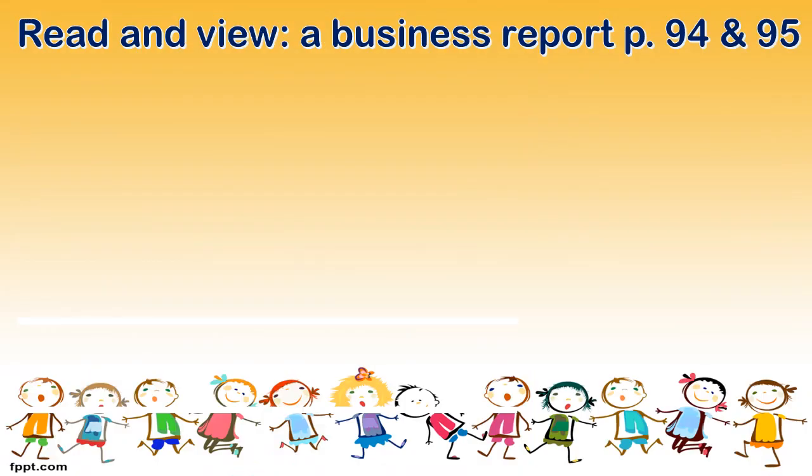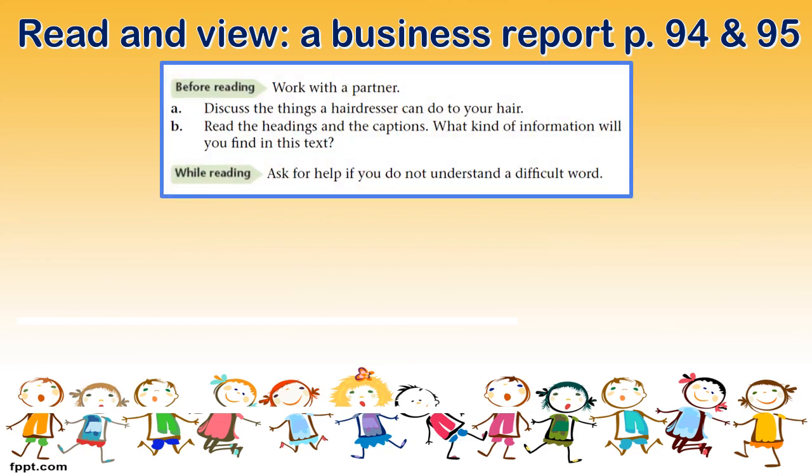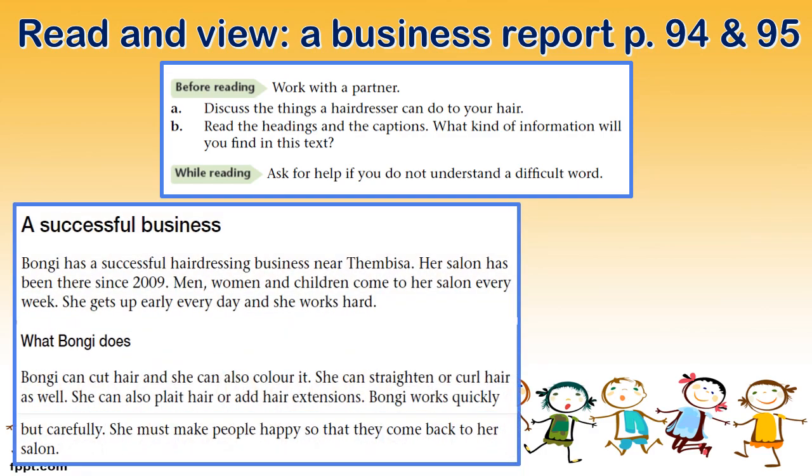So we're going to read and view a business report that is in your English textbook on pages 94 and 95. Before we start reading, quickly discuss with somebody who's around you what a hairdresser can do to your hair, all the things that you know of. Now I want you to read the headings and the captions in the story. I don't have the whole text with me on this page, but we'll see more captions as we go along.